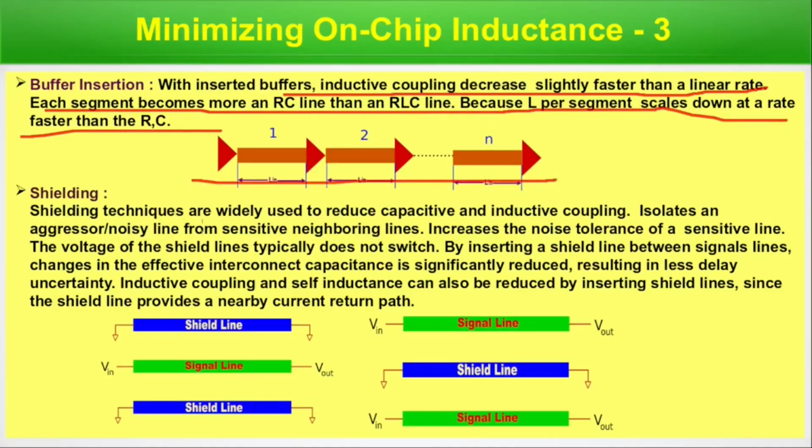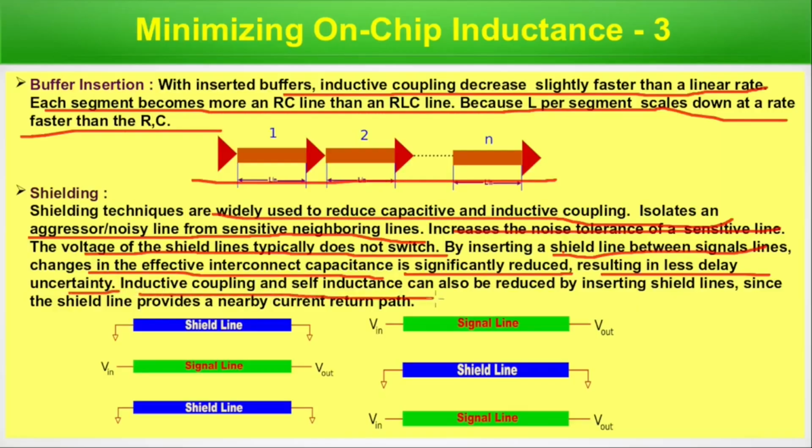Now shielding, another method. Shielding techniques are widely used to reduce capacitive and inductive coupling. It isolates an aggressor or noisy line from sensitive neighboring lines and increases the noise tolerance of a sensitive line. The voltage of the shield line typically doesn't switch. By inserting a shield line between signal lines, changes in the effective interconnect capacitance are significantly reduced, resulting in less delay uncertainty. Inductive coupling and self-inductance can also be reduced by inserting shield lines, since the shield line provides a nearby current return path.